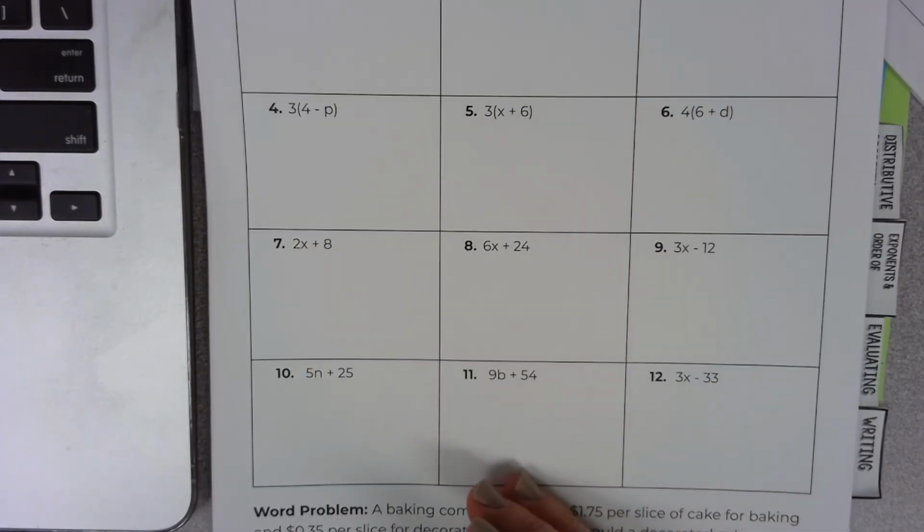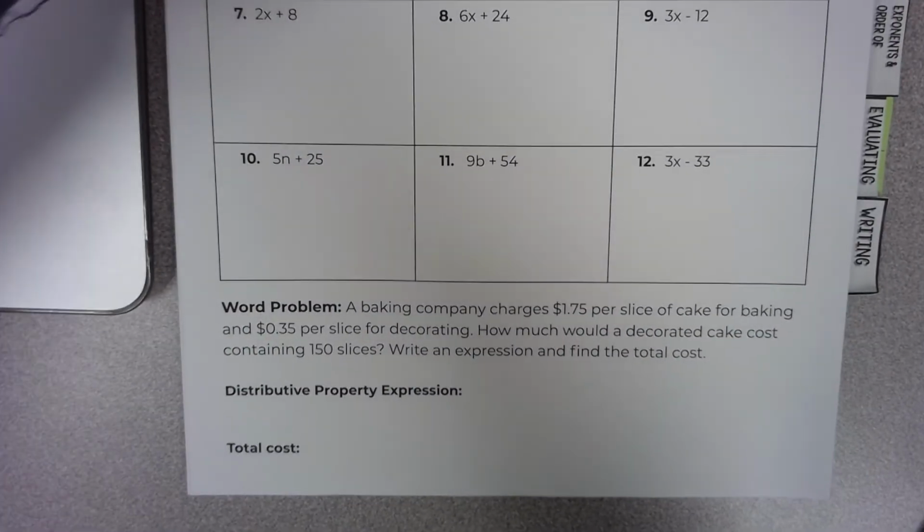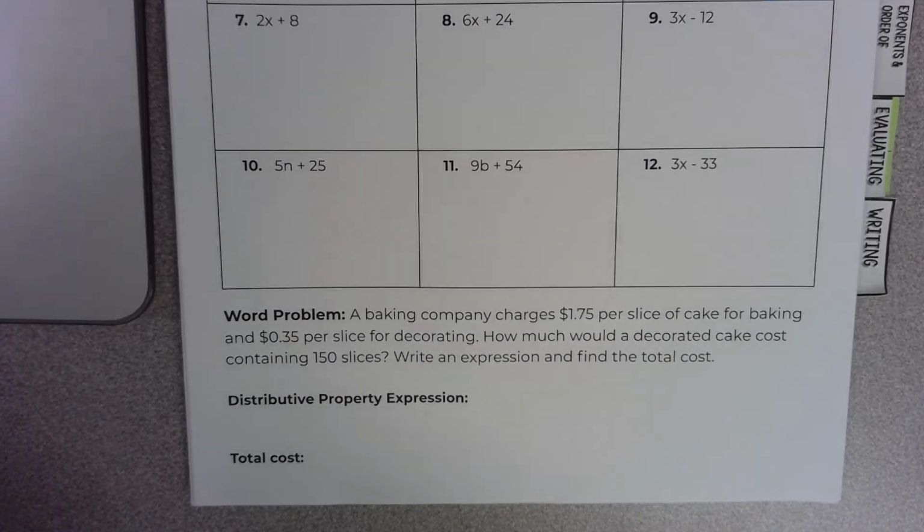You do have a word problem at the bottom. It says a baking company charges $1.75 per slice of cake for baking and 35 cents per slice for decorating. How much would a decorated cake cost containing 150 slices? Write an expression and find the total cost.